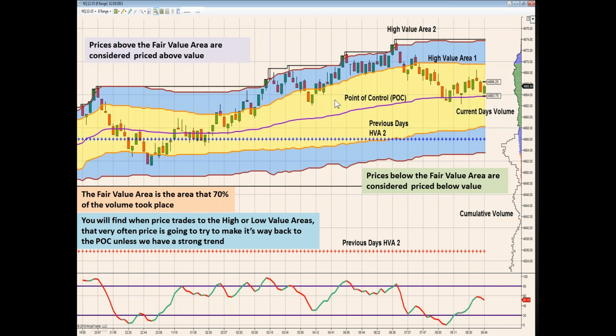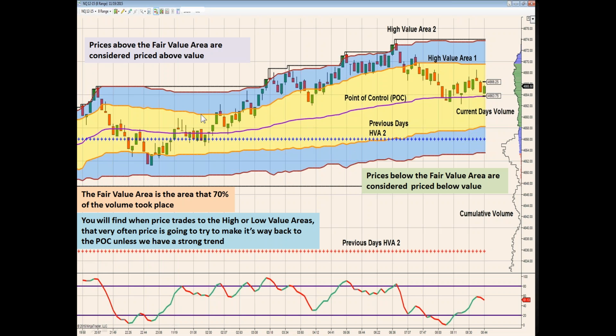And so the yellow area is the fair value area, and the fair value area is the area where the majority of the trades took place, and it's constantly changing based on the price action. So as we create new highs for the day or new lows for the day, this is going to get wider, and our fair value area will get bigger, and it's continually and constantly changing.